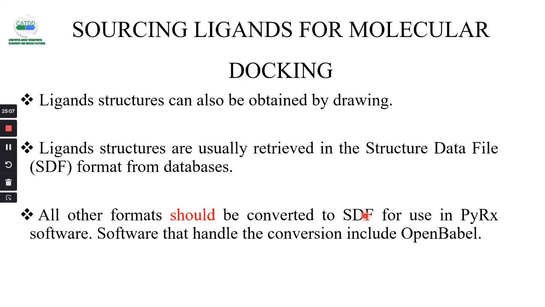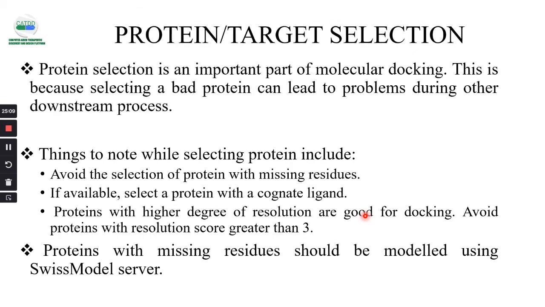So now moving on to proteins, or target selection, in molecular docking. We already discussed what ligands are and how to get their structures. Now let's talk about protein structures. Protein selection is a very important part of molecular docking because that is what you are evaluating your compound against. Selecting a bad protein can lead to problems during other downstream processes. Like, if you select a bad protein, you will have issues in molecular dynamics.